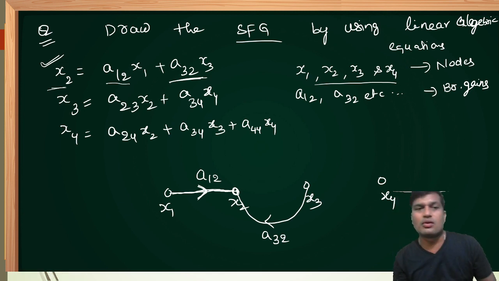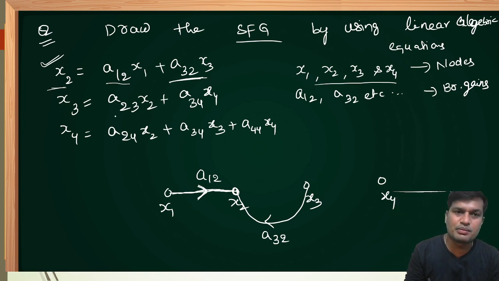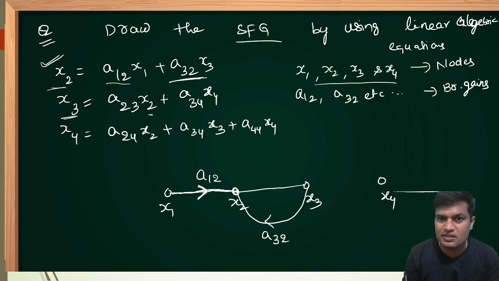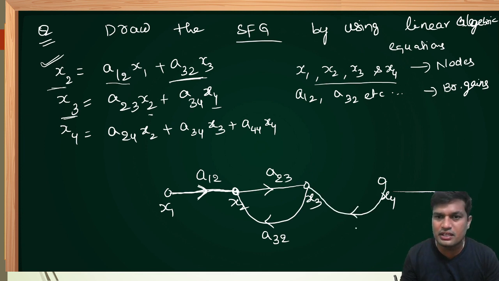Now go to the second linear algebraic equation. To x3, from x2 one branch gain is coming, that is from x2 to x3. What is the branch gain given? A23. From x4 to x3, another branch gain is given, that is A43. Okay, the second linear algebraic equation is also completed.